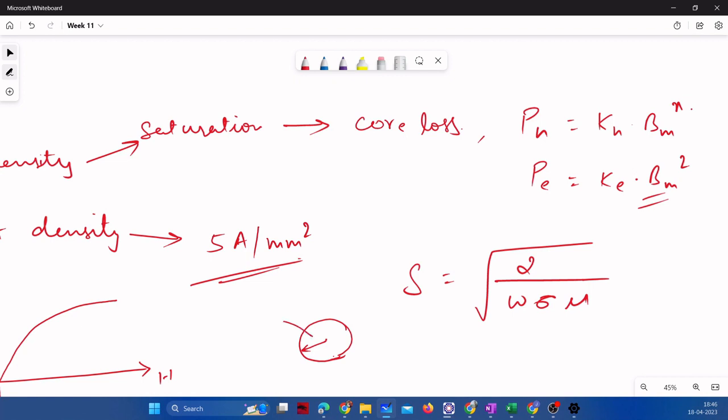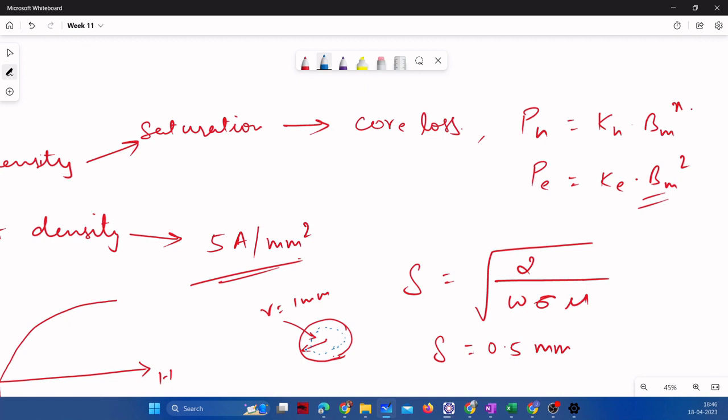1 mm. Okay, R is 1 mm, and since we are using 100 kilohertz of frequency or so, your skin depth might come to about 0.5 mm. So effectively you are utilizing only this much area. 0.5 mm means you are utilizing only half of the conductor at that frequency.